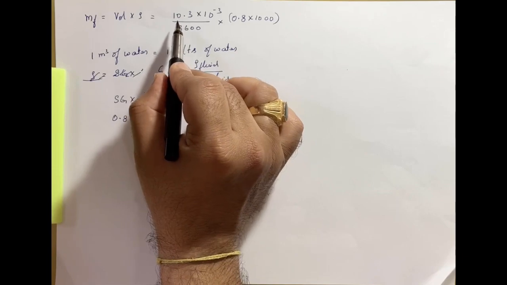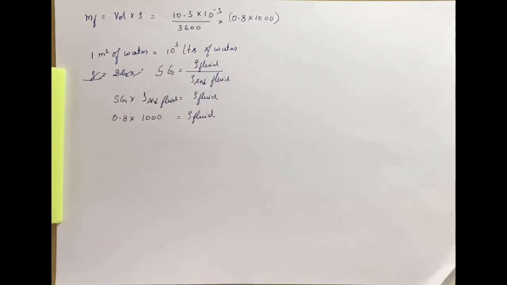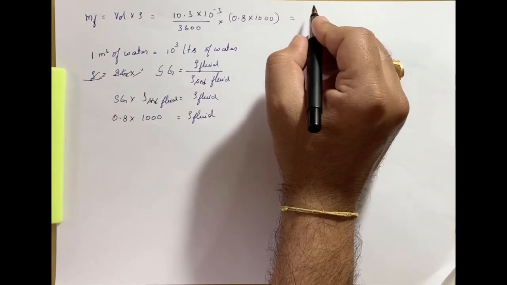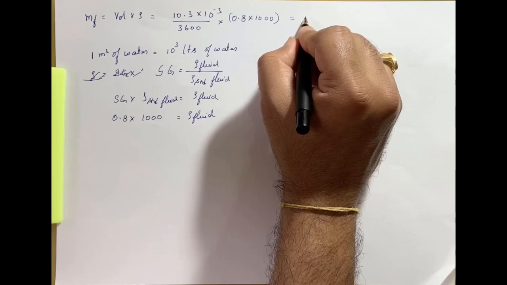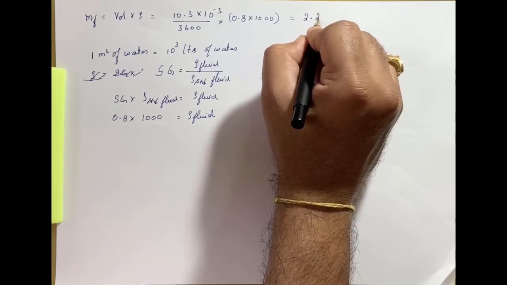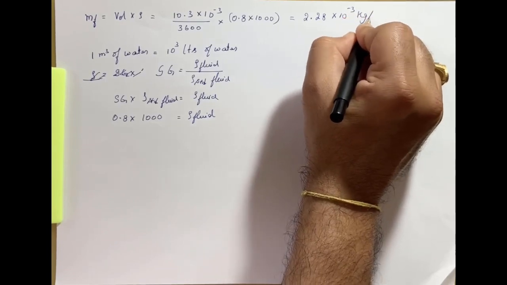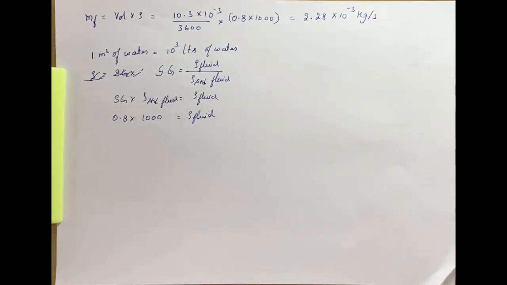Now volume flow rate is the volume of the water which is flowing, in kg per second, and into density gives us the exact mass flow rate. Now I'll find the value of mass flow rate. We get mass flow rate as 2.28 into 10 power minus 3 kg per second. This is the mass flow rate.